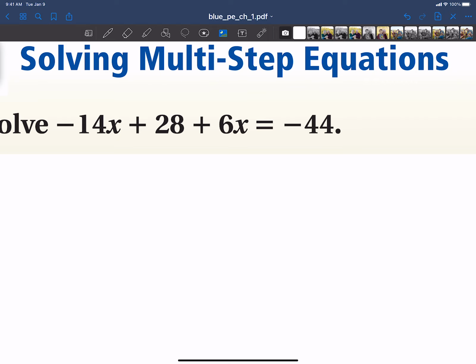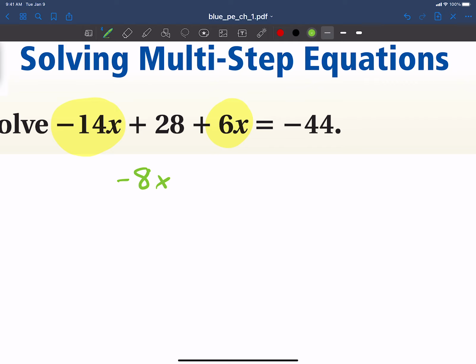Negative 14x plus 28 plus 6x equals negative 44. Like terms. Do you see the like terms? It's the negative 14x and the 6x. What is negative 14x plus 6x? It's subtraction. Good, signs are different, so we subtract. 14 minus 6 is 8, so 8x. Why negative? Because 14 is the bigger number and it's negative.